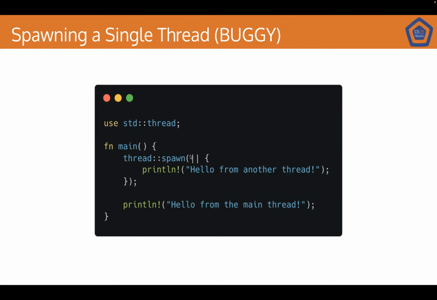These closures are anonymous functions that you can store in a variable, or you can pass as a reference or as an argument to other functions, kind of like how we're doing here. So essentially, we are creating a thread, and then we're giving this thread a main function to run, and then we are continuing on with our program. So let's try and run this and see what happens.